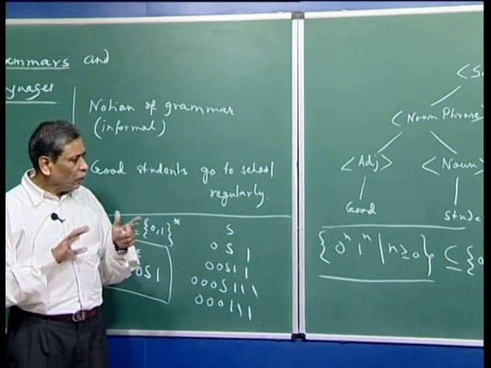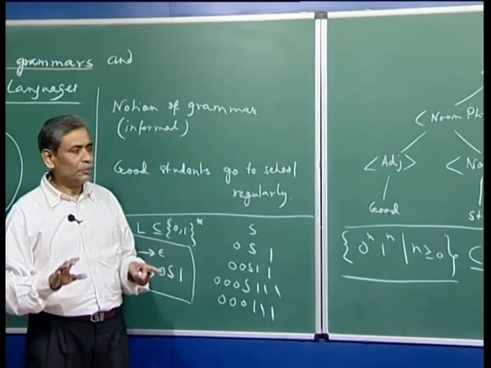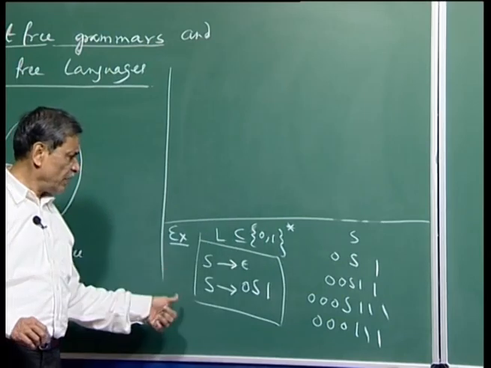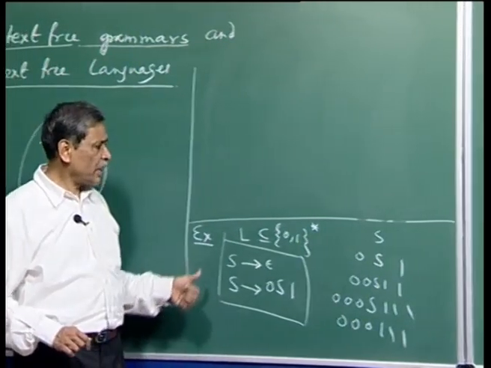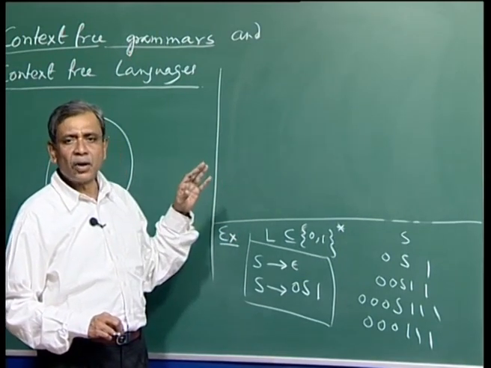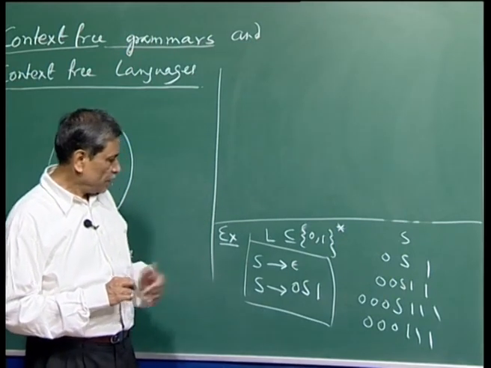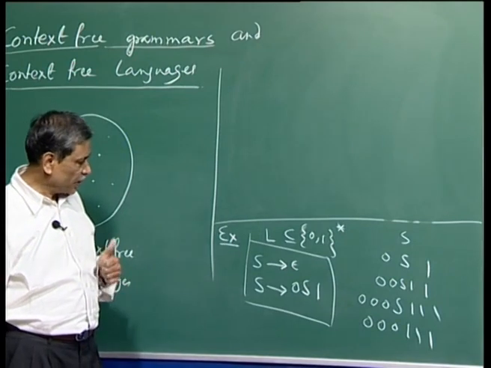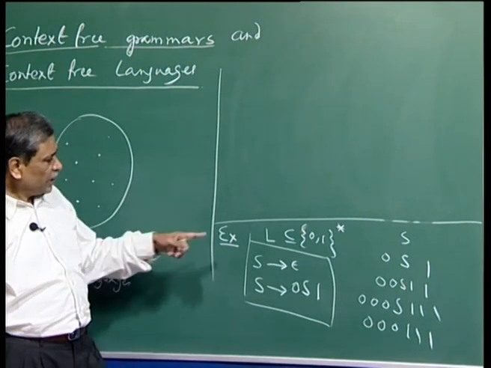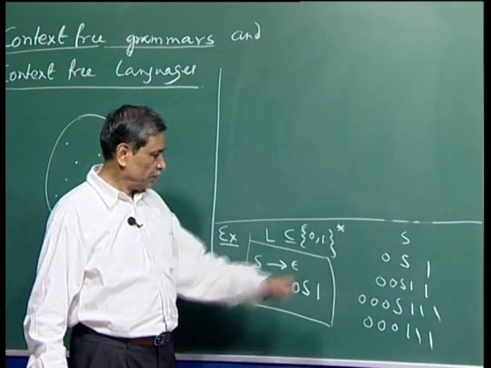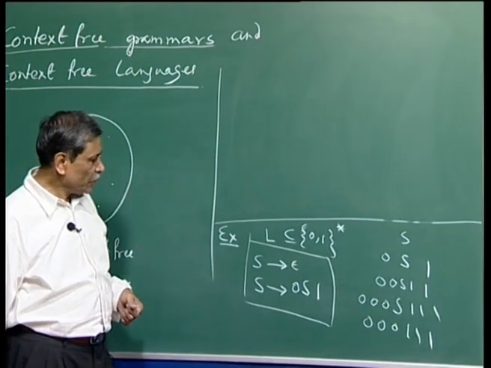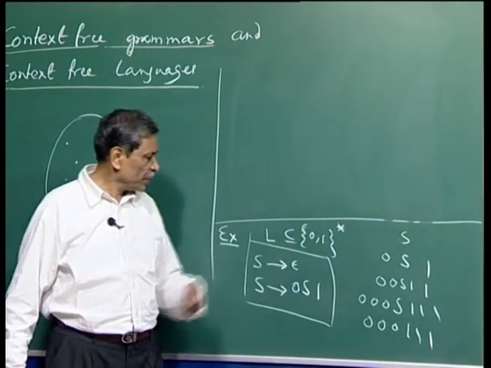So, let us now formalize this idea a little more carefully. Starting from this very simple example, we will try to obtain the notion of a context-free grammar. Now, again, let us look at this example. We see two kinds of things here immediately, two kinds of symbols. Ultimately, we are generating a language over 0 and 1. Remember, the language was 0 to the n, 1 to the n, where n is greater than or equal to 0. So, it is a language over this alphabet 0, 1.